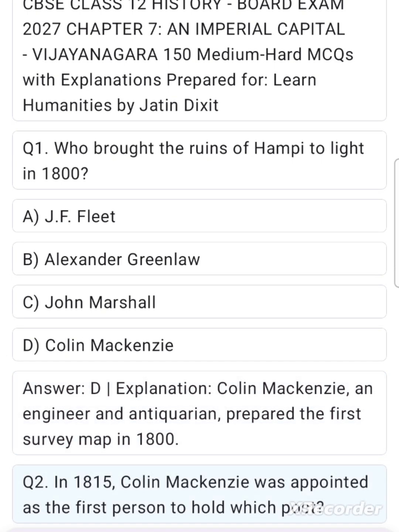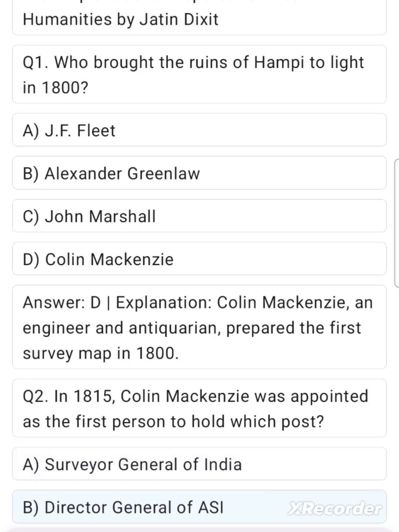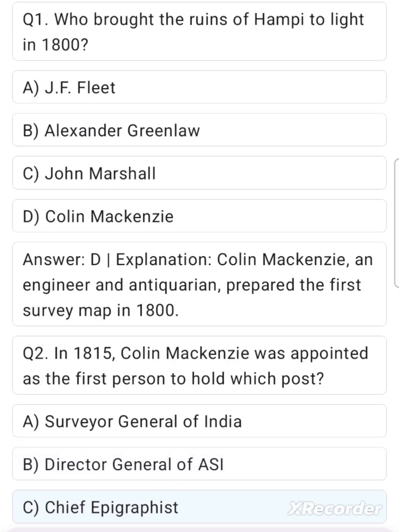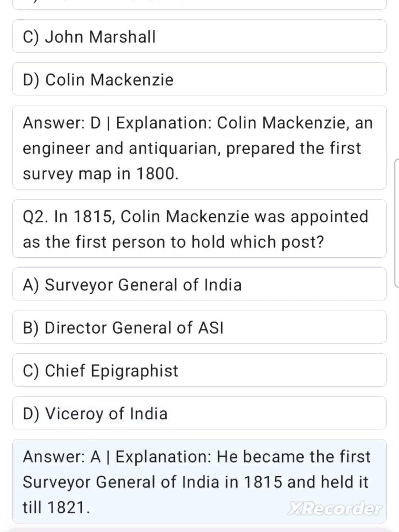Q2. In 1815, Colin Mackenzie was appointed as the first person to hold which post? A. Surveyor General of India. B. Director General of ASI. C. Chief Epigraphist. D. Viceroy of India. Answer. A. Explanation. He became the first Surveyor General of India in 1815 and held it till 1821.